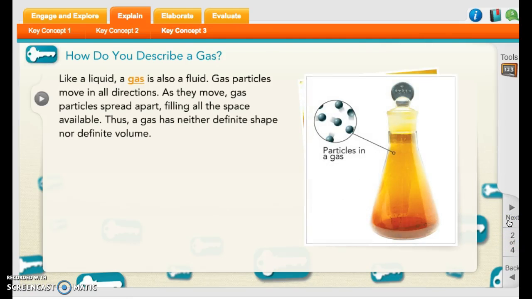Last, we have gases. Gas particles just move in all directions. They're really spread out. They have a lot of space in between them. They will fill the entire space available. All right? So, a gas has neither a definite shape nor a definite volume. It does have a mass, though. We're not going to be able to take the mass, but it does have a mass.